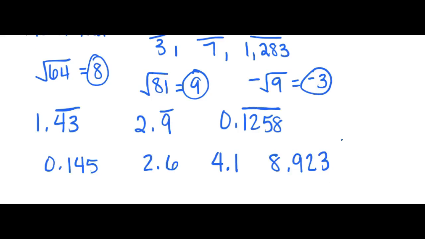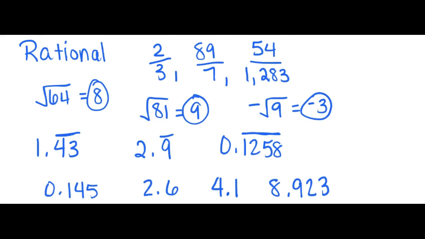And when we ask why, well, let's see, this one's rational because it's a fraction, fraction, fraction. Perfect square, perfect square, perfect square. These are repeating decimals, and these are terminating decimals. So those are all kinds of things that are rational.